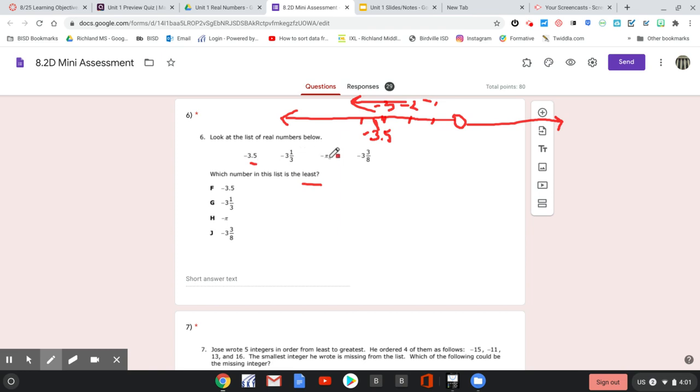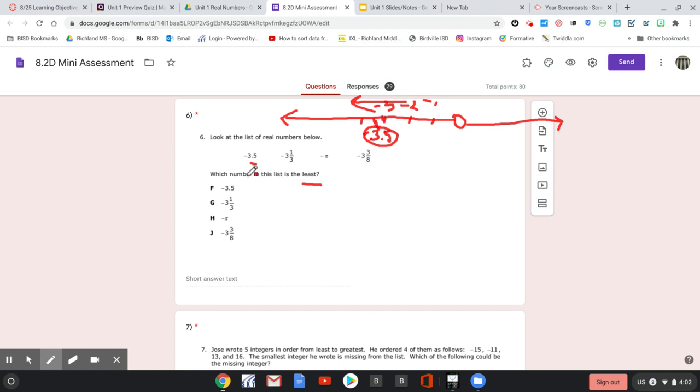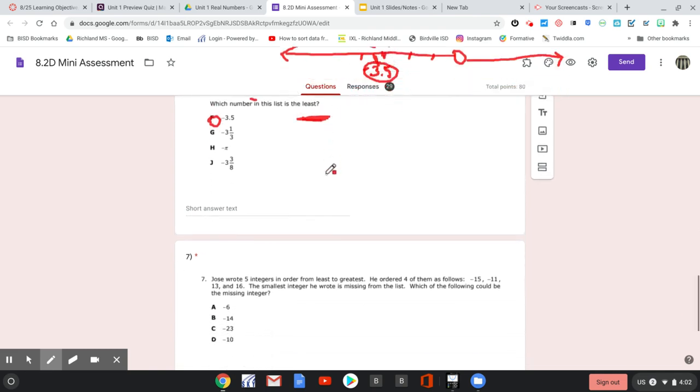This would be negative 3.14. So it would be closer to the number 3, so it's getting bigger, so that's not it. And this is negative 3 3/8. Let's see what 3 divided by 8 is. And that is, so that would be negative 3.375. So this is our biggest number. I'm sorry, this is our smallest number, because it went further away from 0 on the number line.